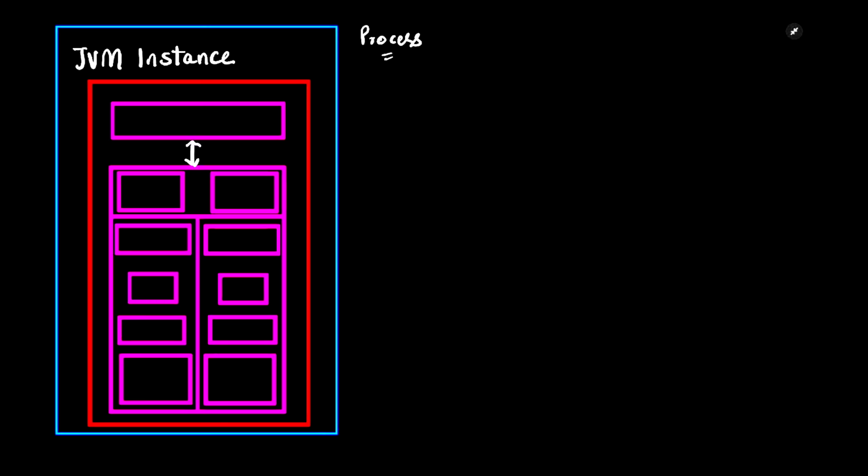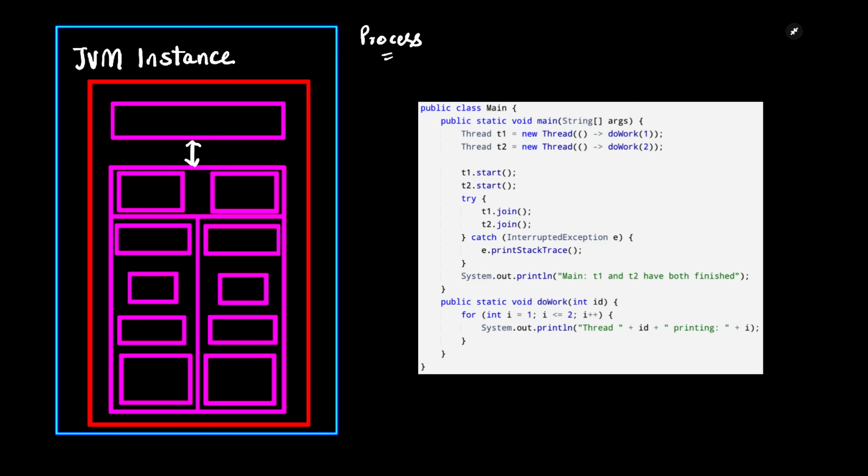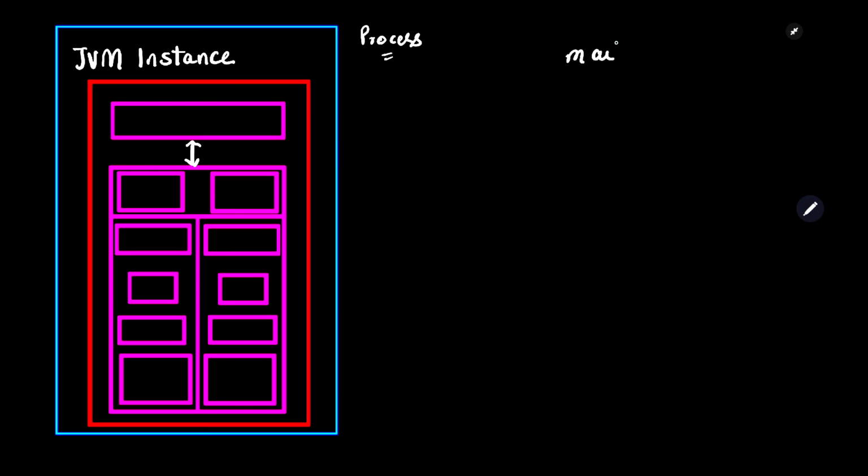Now let's talk about how and when threads are created. When your Java program starts running, the JVM automatically creates the main thread. This is the thread that runs your public static void main function. From this main thread, you or the libraries you use can create more threads. These threads all live in the same process and share the same JVM memory.